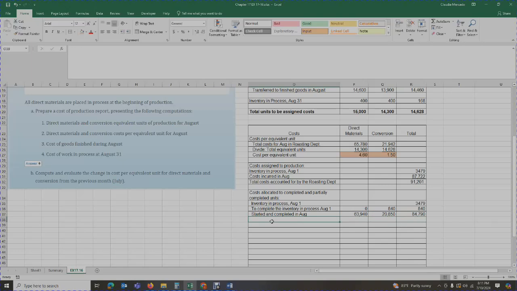Now we're going to figure out what was transferred to finished goods. In August, what was transferred was the combination of what was started in July and what we started and finished in August. So what are we going to do? We're going to add those two amounts. Okay, let me see. So let me see. We've got that.